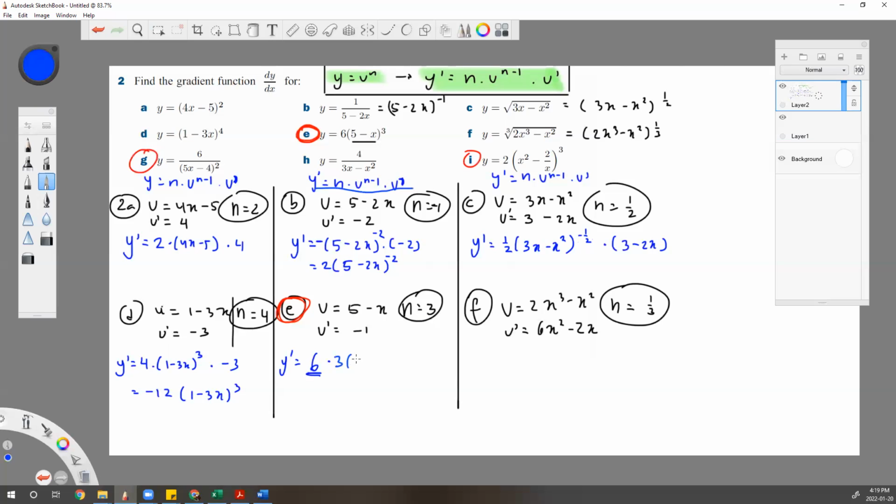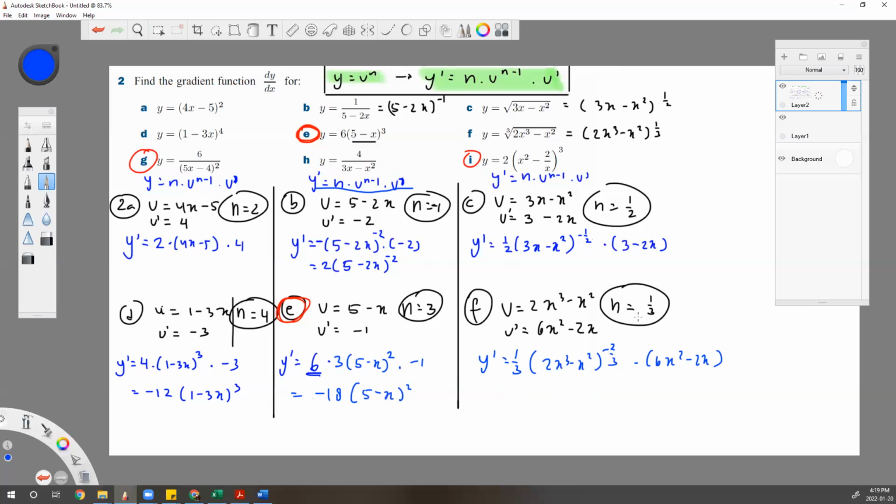n times u power n subtract 1 times u accent, -1 or -18, right? So 6 times 3 times -1 and 5 minus x power 2. Done. Y accent will equal, as usual, n times k u power 1/3 subtract 1, times u accent. And then 1/3 of 2x cubed. I don't think I need to do this. Just 1/3 minus 1. 1/3 minus 1 is -2/3, right?